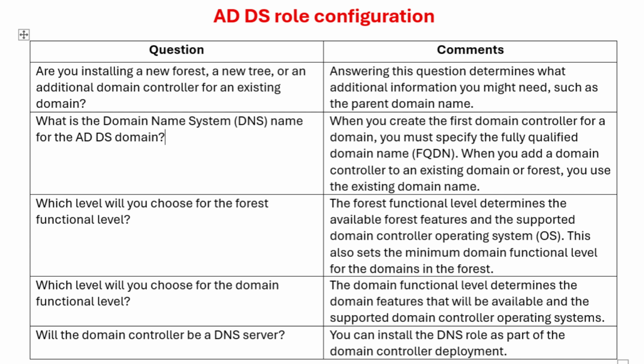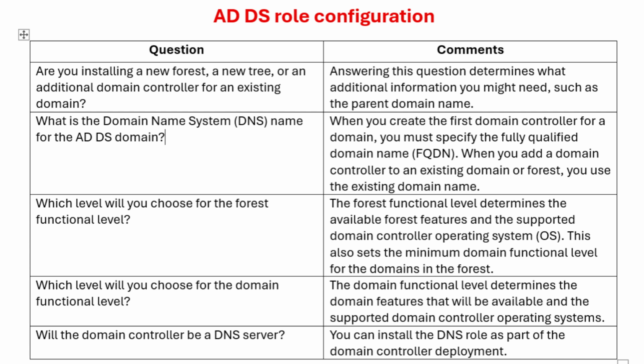What is the Domain Name System, DNS, name for the ADDS domain? When you create the first domain controller for a domain, you must specify the fully qualified domain name, FQDN. When you add a domain controller to an existing domain or forest, you use the existing domain name. Which level will you choose for the forest functional level? The forest functional level determines the available forest features and the supported domain controller operating system, OS. This also sets the minimum domain functional level for the domains in the forest.